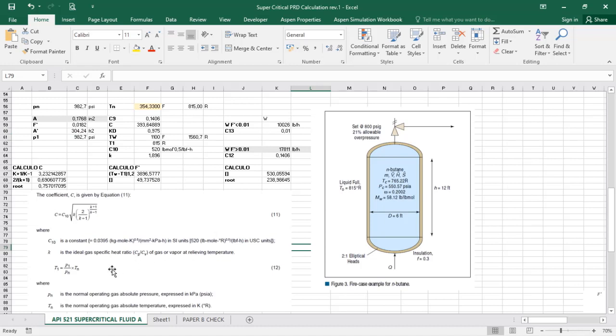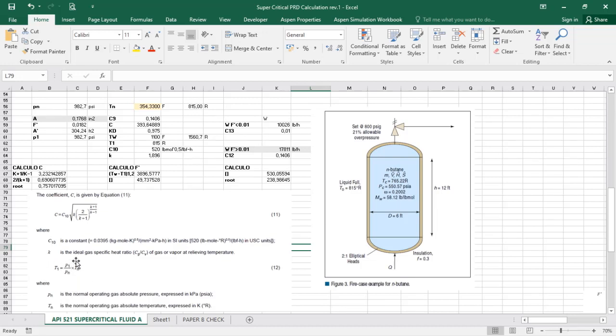The second step is to define the relief temperature of your case, or at least estimate the relief temperature of your case. Based on this equation, you can apply it only if your component, or your fluid, is a gas, or eventually if it is in the supercritical condition.